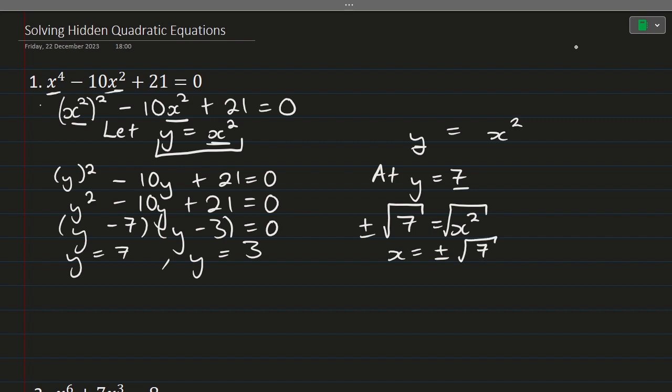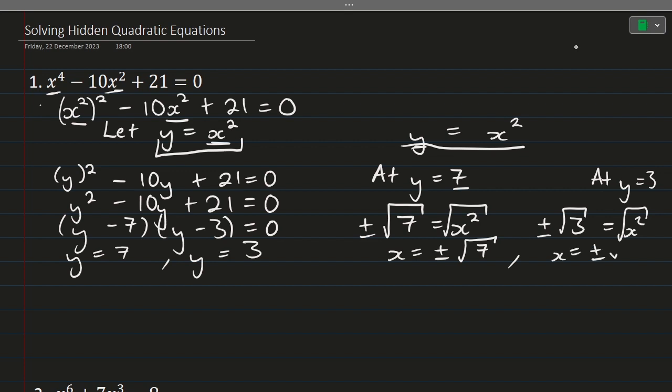Now we'll do the same when y is 3. We'll use this equation again, y equals x squared. Substitute y with 3, it becomes 3 equals x squared. Take the square root of both sides, and this is plus or minus. So you get x is equal to plus or minus root 3. So this would be your final answer.